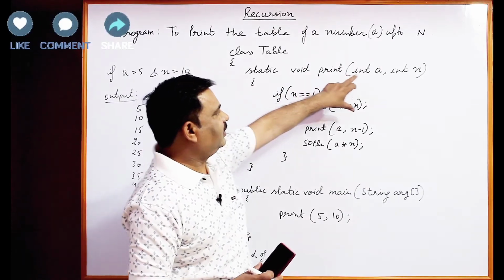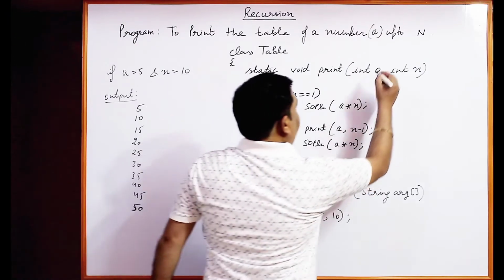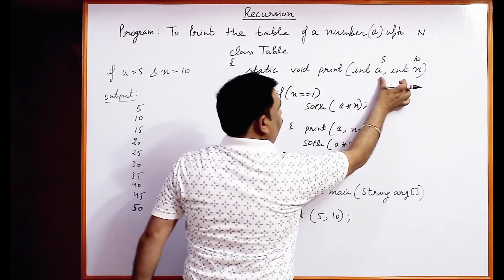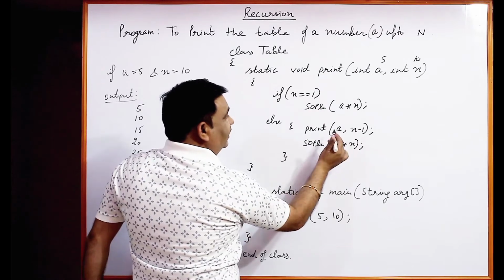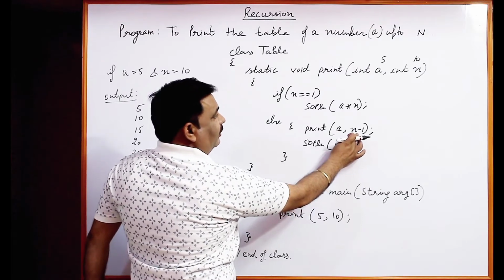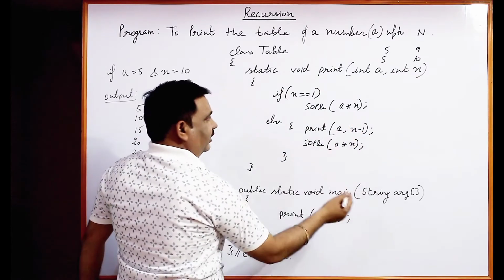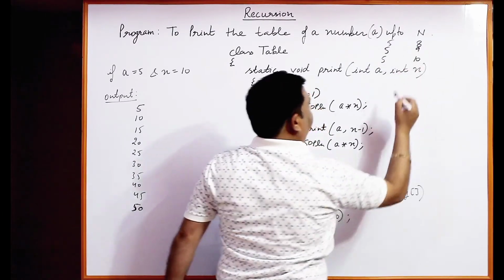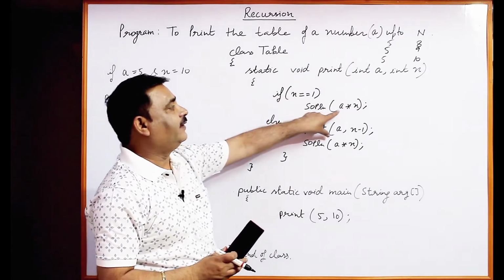In the print function, a is the number and n is the limit. So, in the beginning, a will be 5 and n will be 10. This way. Now, the condition is false. Again, the function will be called. With the same number, a will remain the same, but the value which we pass from here will be 9. So, next time it will be 5 and 9. And third time it will be 5 and 8, and so on. When finally n will become 1, it will print 5 1 ja 5.